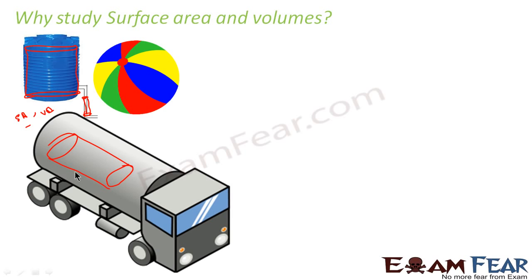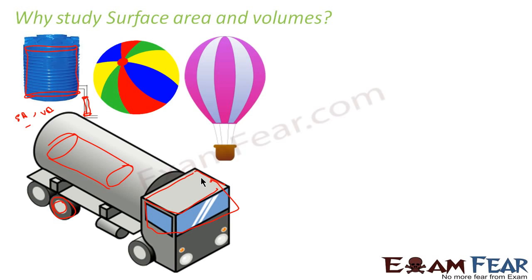If you want to know the volume of air in the tire, then also you can use the same thing. Surface area and volume, there are a lot of places. For example, in this place also, if you want to know the volume of the space inside this driver cockpit. This is also one shape, cuboid shape. See the parachute. There also, if you want to find the surface area or volume of this, you can do.